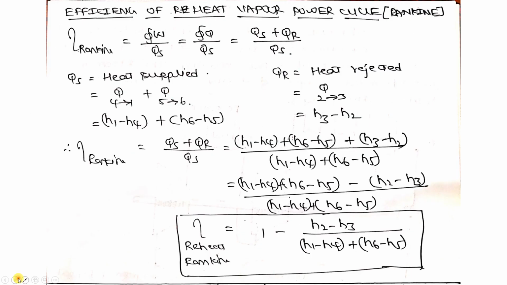This is how we will derive the efficiency of a vapor power cycle with reheating. Similarly, the efficiency of a Rankine cycle is given as net work output divided by heat supplied. Net work output is equal to net heat flow, as per the first law. Net heat flow is nothing but heat supplied plus heat rejected.